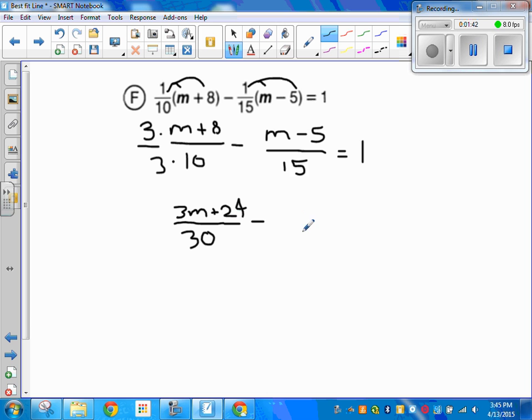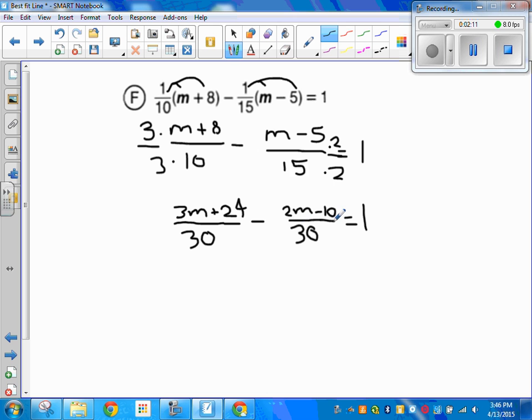Minus, and we're going to do the same thing here. Again, I want a denominator of 30. To get that, I multiplied 15 by 2, and also multiply m minus 5 by 2. So when I multiply that through, I get 2m minus 10. Of course, all of this is still equal to 1. I haven't done anything to change that side yet.